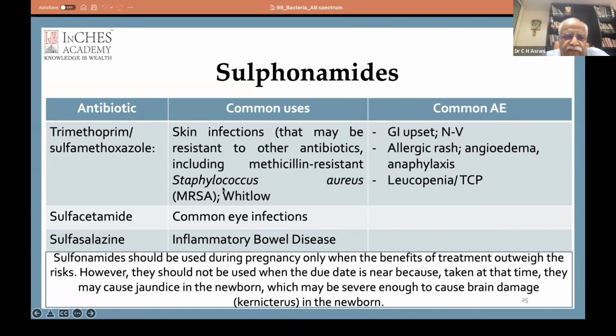A caution: sulfonamide should be used during pregnancy only when the benefit of treatment outweighs the risk. However, they should not be used when the due date is near, because taken at that time, they may cause jaundice in the newborn, which may be severe enough to cause brain damage called kernicterus. The brain turns yellow in color in the newborn.